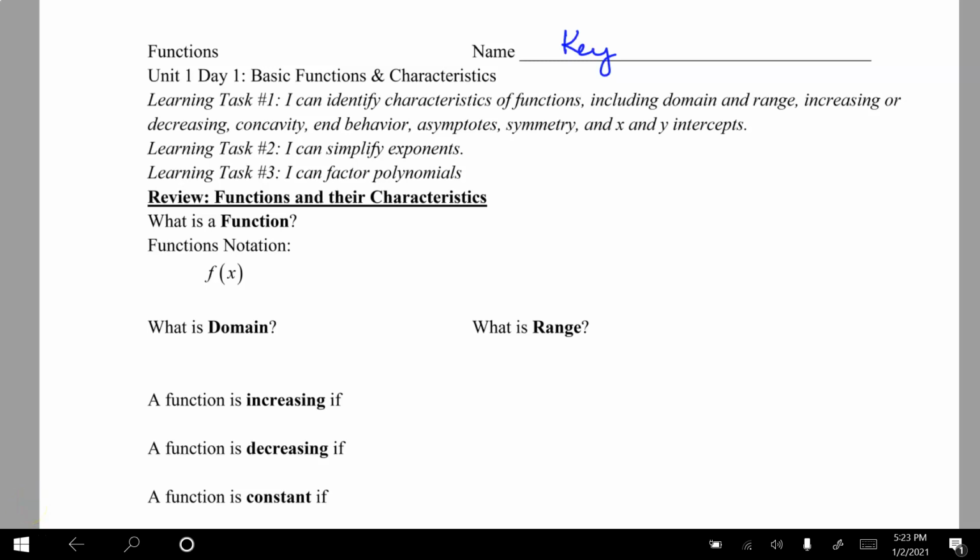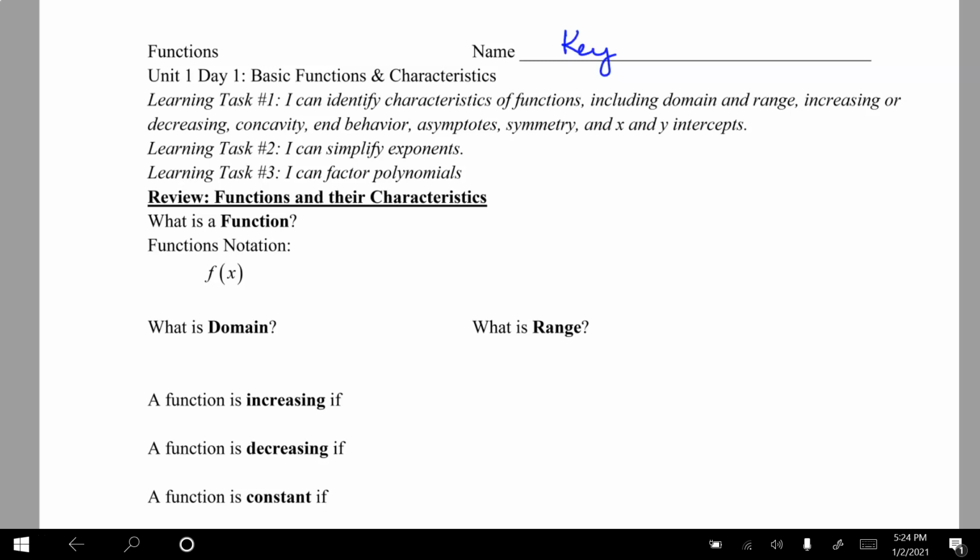Okay, welcome to day one of Unit 1 Functions. I know for most of you it's been a very long time since you've had a math class, probably since last May. So this first unit is going to be mostly a review of algebra material. So today's lesson will focus on identifying characteristics of functions.